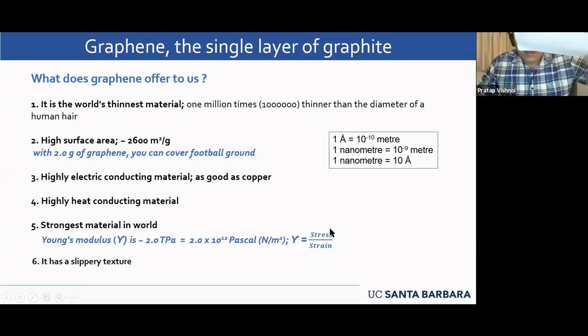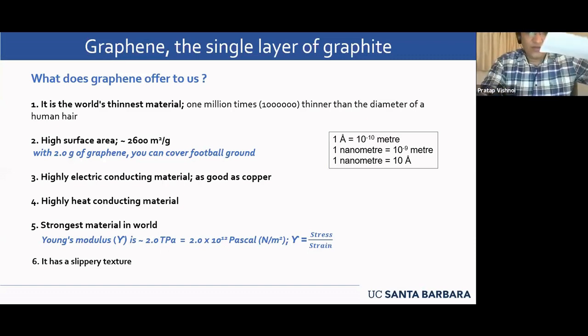So the stress is so high in graphene. The moment you stretch it to twice the length and leave it, it will come back with a very high force. And how you calculate it is, you find out the force in Newtons and then divide it by the area perpendicular to it, which will give you the stress.